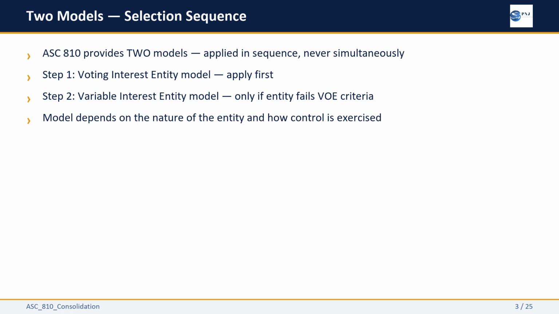ASC 810 gives us two completely separate frameworks. You always start with the voting interest entity model. If it applies and majority voting interest exists, consolidate, stop there. Only if the entity fails the VOE analysis or shows characteristics of a VIE do you move to the second framework. The two models are mutually exclusive. You never apply both to the same entity at the same time.